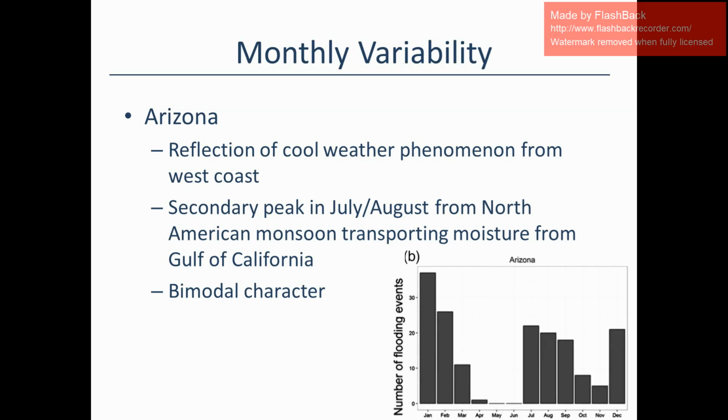For Arizona, my home state, a reflection of the cool weather phenomenon from the West Coast is seen in the winter months. It also has a secondary peak in July-August from the North American monsoon transporting moisture from the Gulf of California. It has a bimodal character.